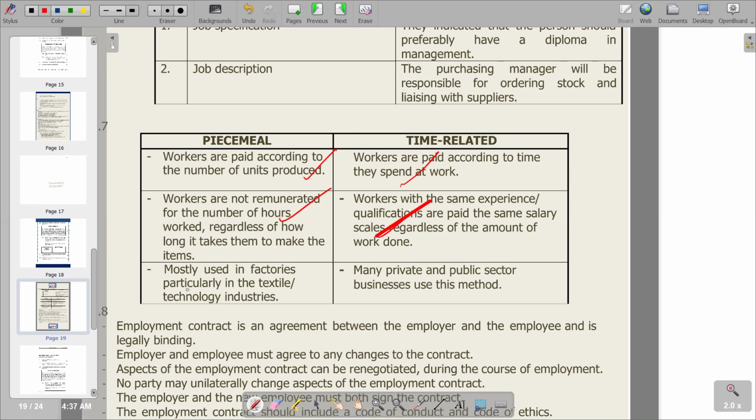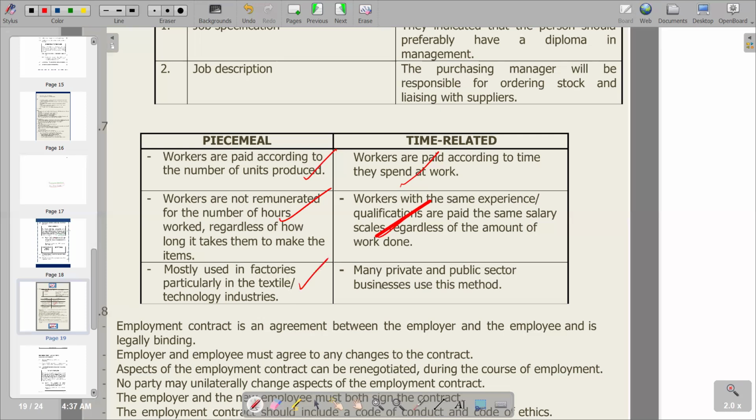The third difference is saying piece rate is mostly used in factories, particularly in the textile technology industry. So basically, in the manufacturing industry, that's where we see the piecemeal being applied, because it is easy to quantify the total output per worker. So it's very easy to apply it in a manufacturing business.